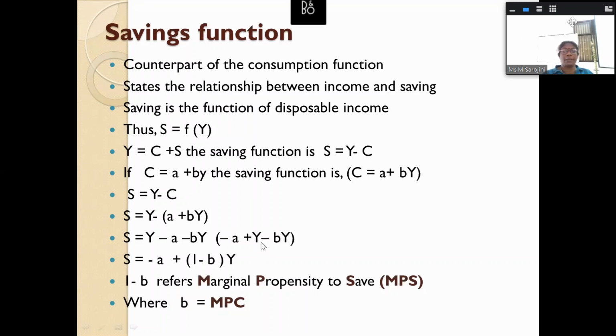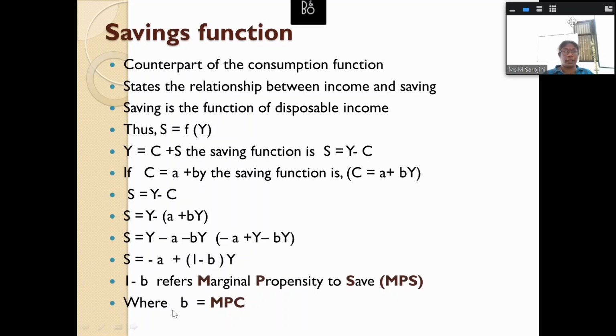That is, 1 minus b is the common factor, multiplied by y, and also a is the minus a. Therefore, here S is equal to minus a plus 1 minus b into y, which is the saving function. Here the 1 minus b refers to the marginal propensity to save, that is MPS.